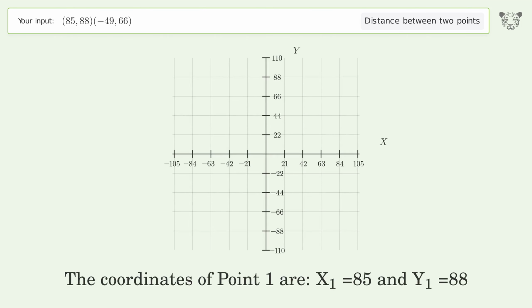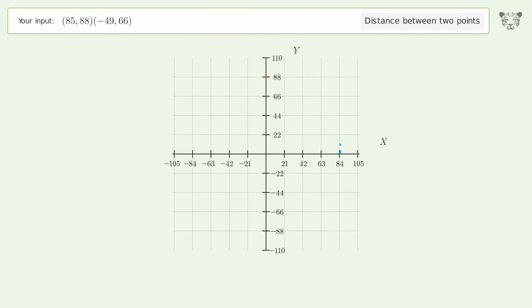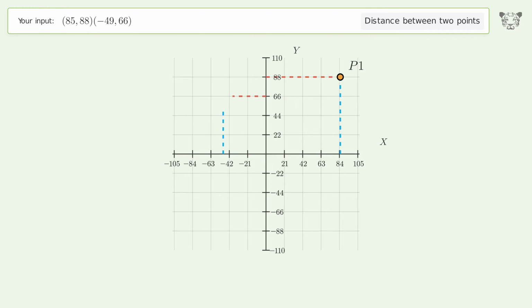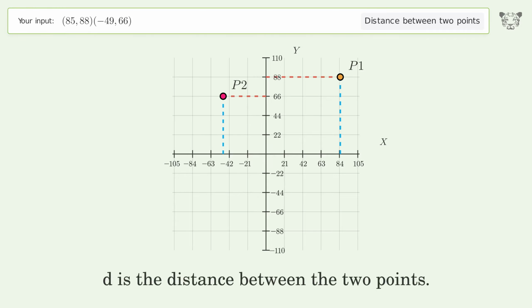The coordinates of point 1 are x1 equals 85 and y1 equals 88. The coordinates of point 2 are x2 equals negative 49 and y2 equals 66. D is the distance between the 2 points.